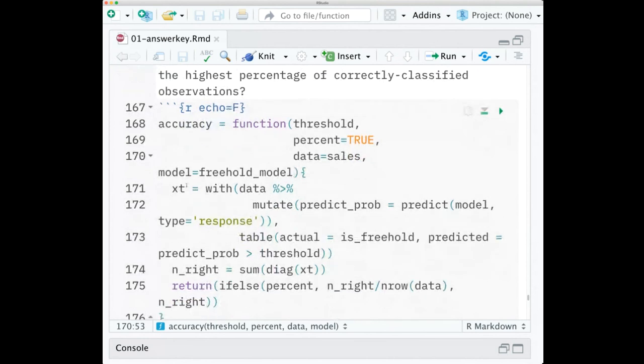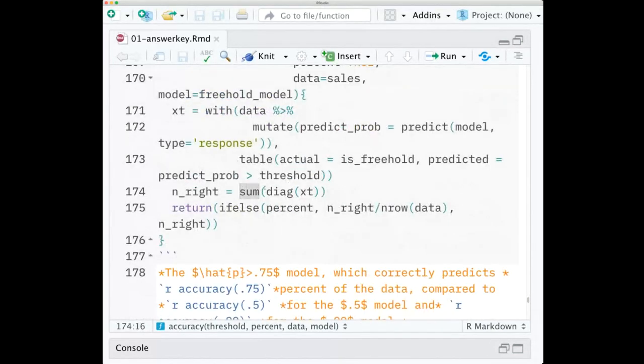Then just like before, I'm creating a crosstab. With my data, I'm adding a column of predicted probabilities from predict model, type equals response. And then I'm computing a table where the actual is freehold and the predicted is the threshold. Well, predicted probability greater than threshold. So I'm just taking the things that I've done before and abstracting the input a little bit. Then I'm getting the sum of the diagonal of the cross tabulation.